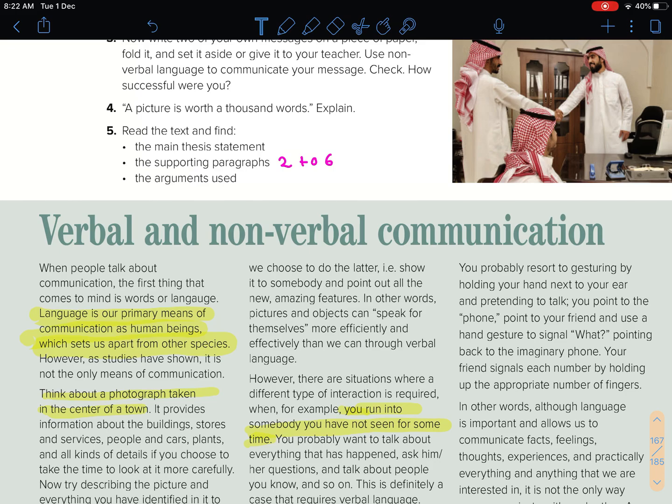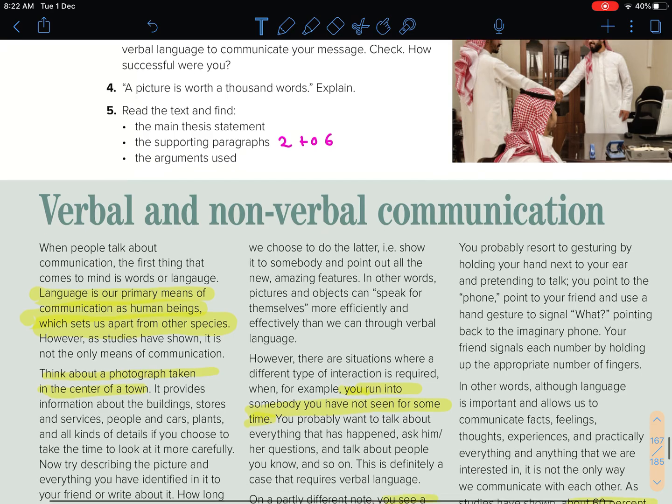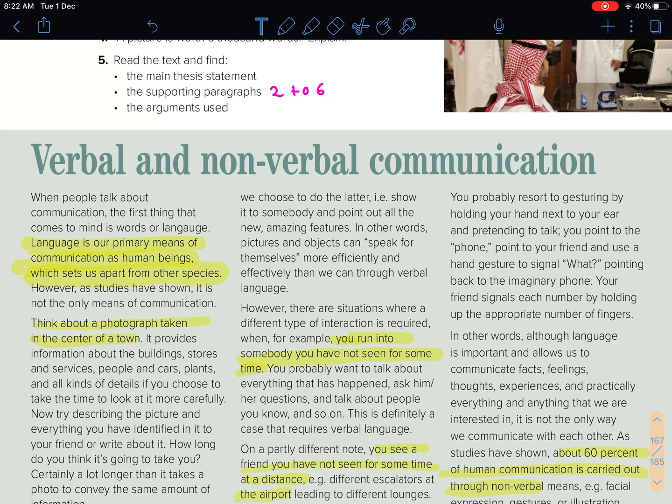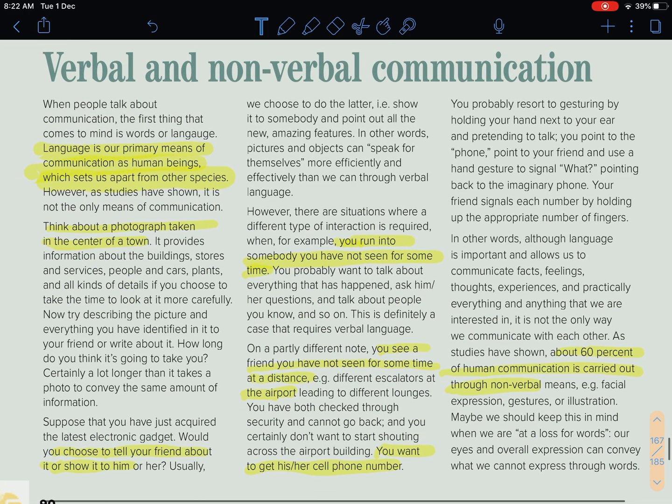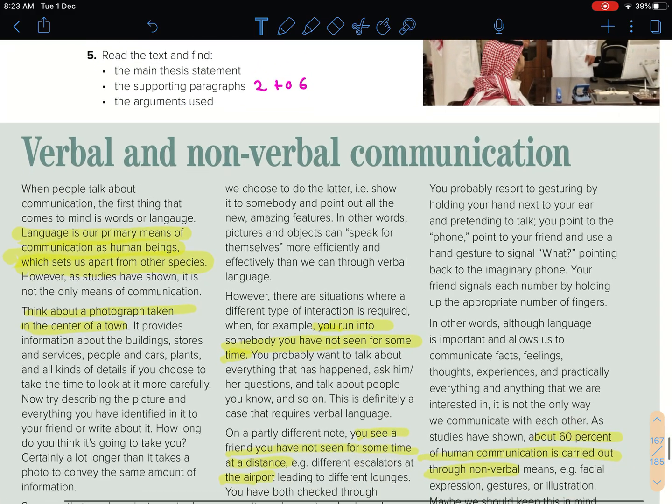Now there is an expression which says a picture is worth 1,000 words. يعني الصورة تساوي 1000 كلمة. Can you explain this saying? Okay, if you have answers to this question, you are welcome to leave it in the comment box below. Now right now let's take a look at the text. So the text's title is verbal and non-verbal communication, التواصل اللفظي والغير اللفظي.